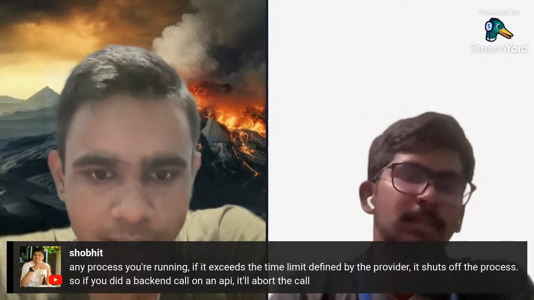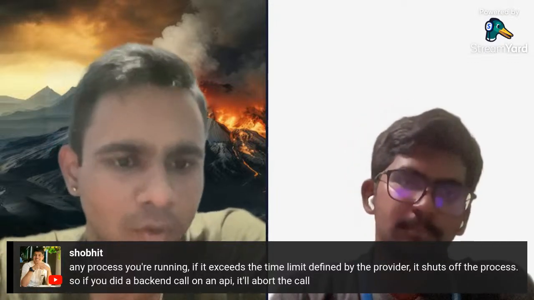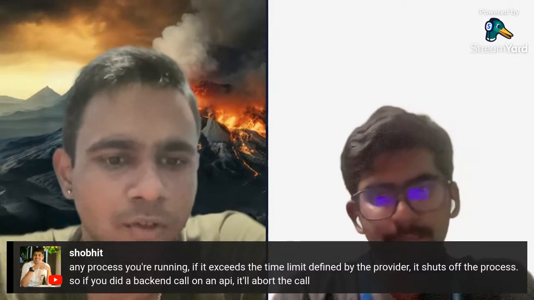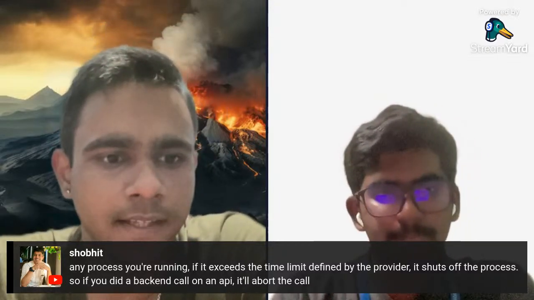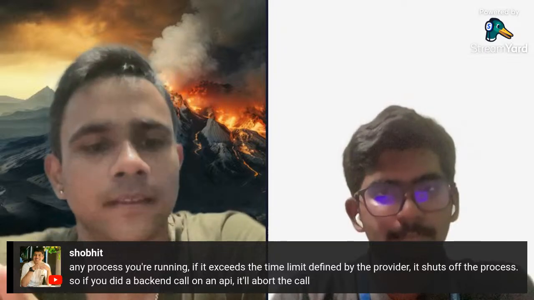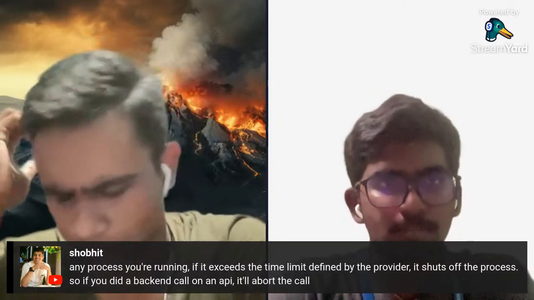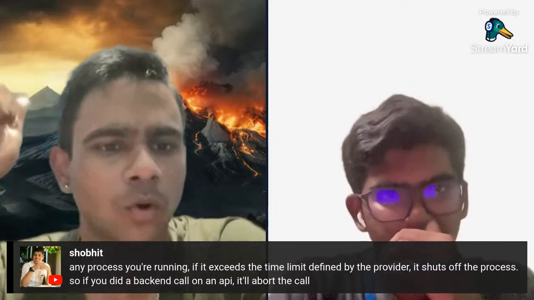This time limit defined by the provider is a cool thing which I'm learning new. I think if a backend is hosted on a cloud provider, there will be some time limit set by the provider. There is also one thing which is known as cold start.